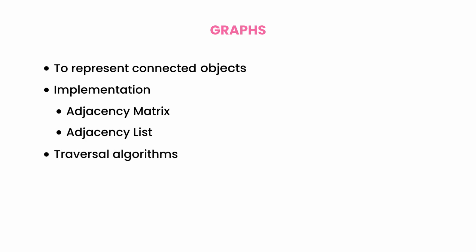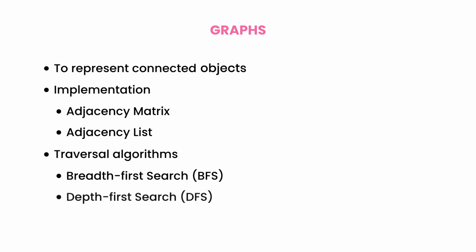We have two ways to traverse a graph: breadth-first search and depth-first search. With both these algorithms, we can find the nodes that are reachable from a given node.